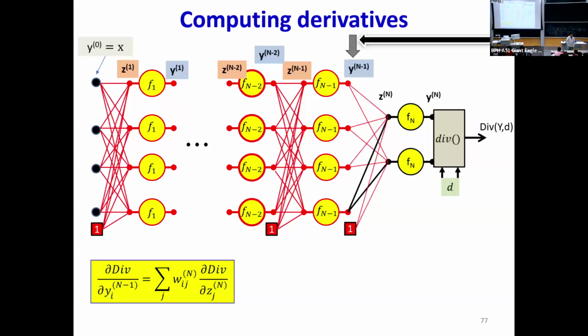The derivative of the divergence with respect to any y is simply the weighted sum of the derivatives of the divergence with respect to the z's. So this looks much like what you would be doing going forward. The affine terms are weighted sums of the outputs. Going backwards, the derivatives are weighted sums of the divergences, or derivatives, right?